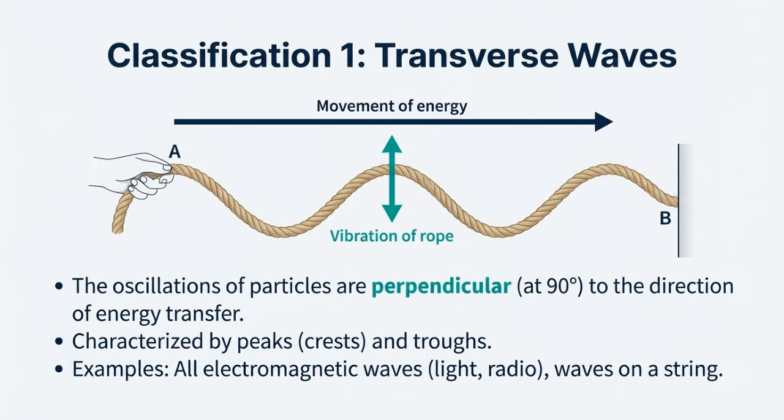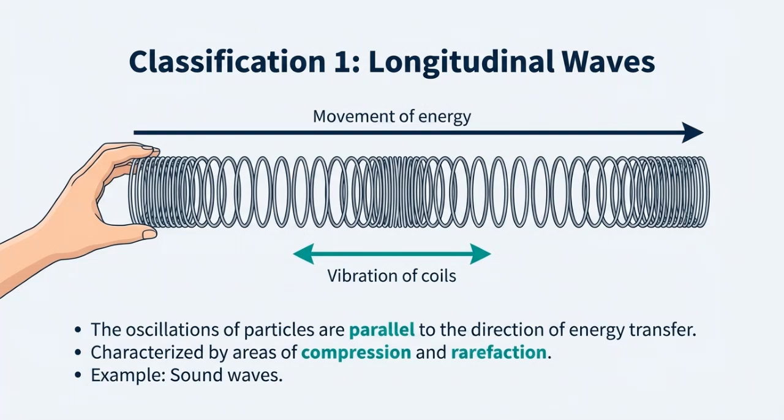This pattern of movement is typical for all electromagnetic waves, such as light and radio waves, as well as mechanical waves on a string. The key point is that the motion of the particles is at a right angle to the energy flow, which distinguishes transverse waves from other types of waves.